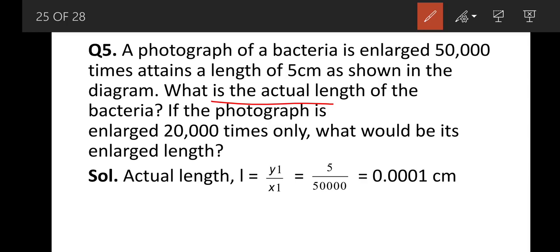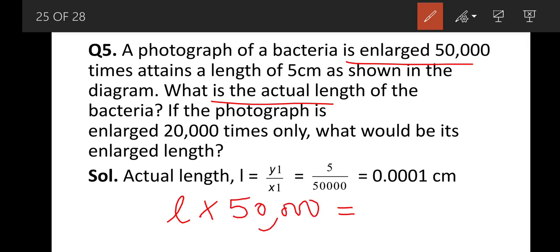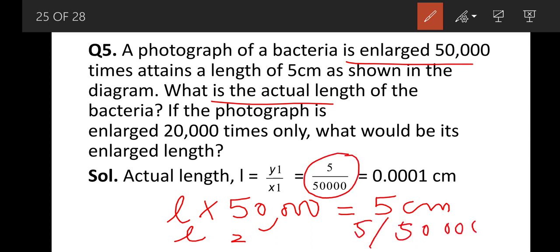Since I do not know the actual length, I have taken the actual length as L. And that photograph is being enlarged 50,000 times. So I am taking 50,000 times this original length. And what is my final length? That is 5 centimeter. So how will I calculate L? L will be equal to 5 divided by 50,000. This 50,000 will be shifted to the denominator on the right hand side. Then you will get the actual length as 0.0001 after cancelling out centimeter. So I hope this is clear how to find the actual length.